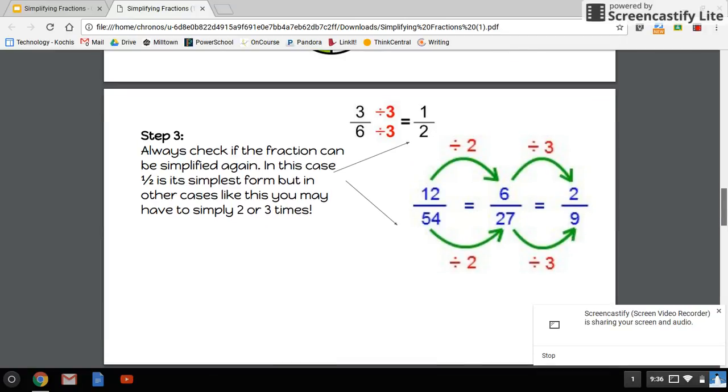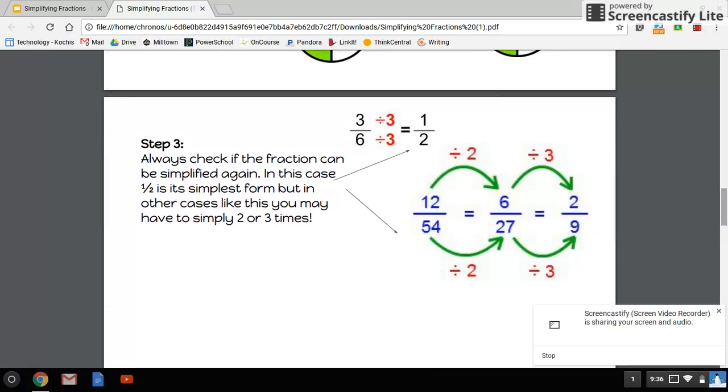In step 3, always check if the fraction can be simplified again. In this case, 1/2 is in its simplest form, but in other cases like this, you may have to simplify 2 or 3 times. So 3/6 divided by 3 is 1/2. And in this case, 12/54 can be divided by 2, which is 6/27, which can be divided by 3 again to 2/9. So 2/9 is the simplest form of 12/54.